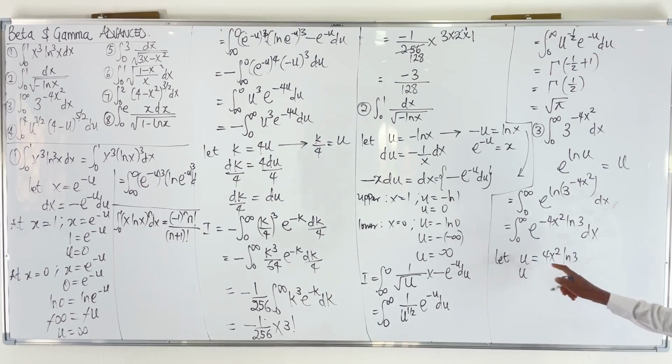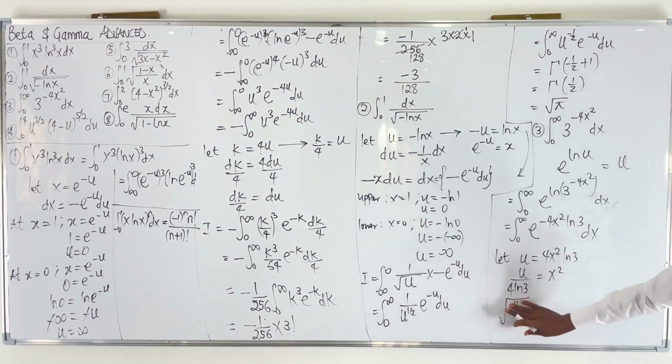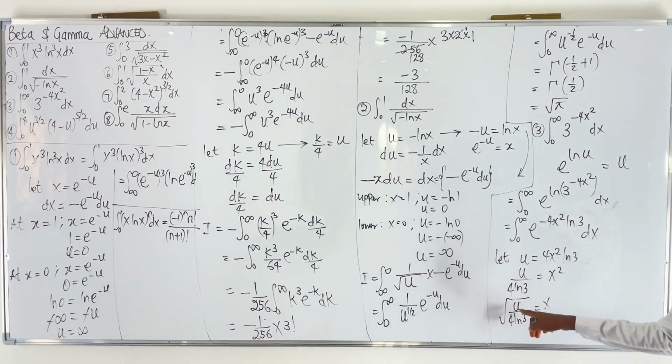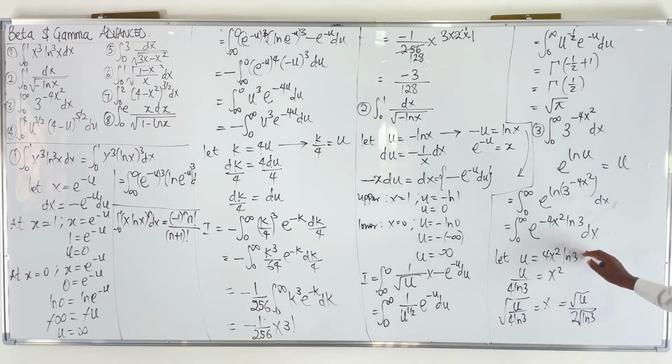So we have u, I need to divide by ln 3, equal to 4x squared. I can even divide by 4 ln 3, since 4 and ln 3 are constants. So we just have x squared. Now to remove this square, I need to square root this side. So the square root of u divided by 4 ln 3 will give me x. This can be written in a better way: root u divided by 2 root of ln 3. That's just another way to write it.